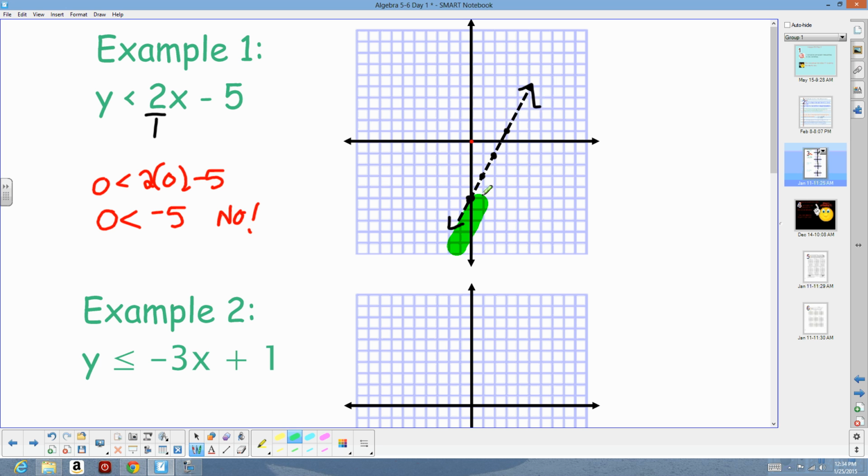So all of the points that are on this side of the dotted line are solutions to this inequality. You could pick any ordered pair in this shaded region, plug the ordered pair into the inequality, and it should work. It should be a true statement.